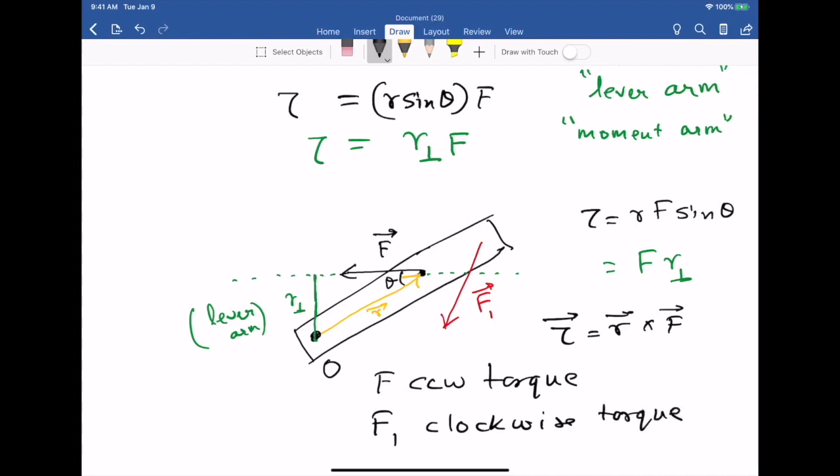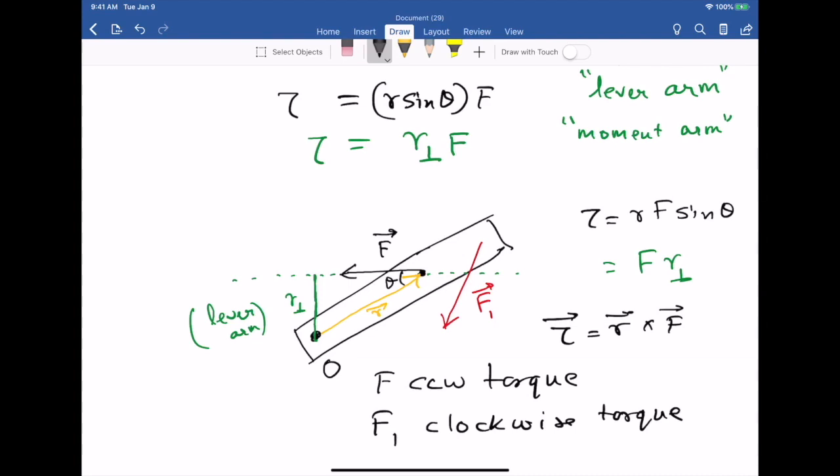So in doing problems in this chapter and the next chapter, it's enough to just keep track of which torque is clockwise and which torque is counterclockwise. We don't really need the actual direction of the torque vector for the elementary problems in this course. Okay, so that's the direction of the torque.